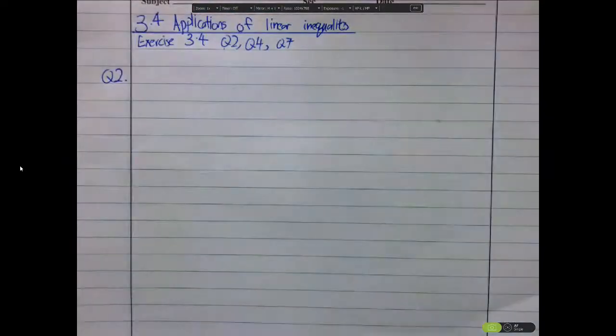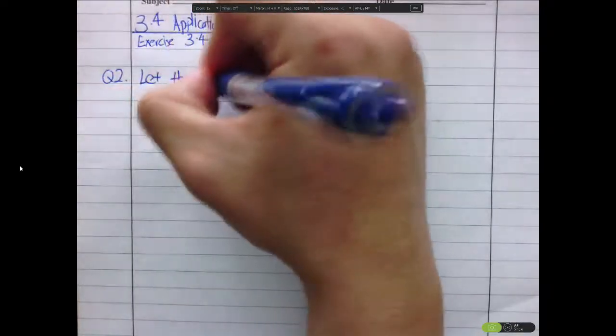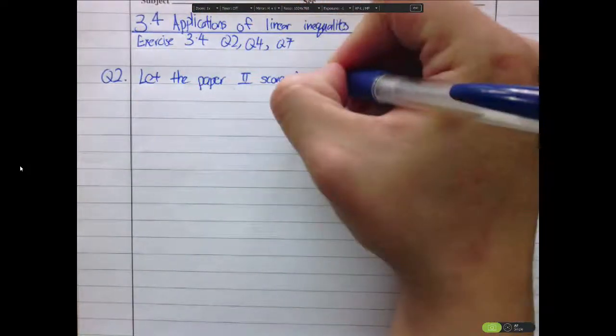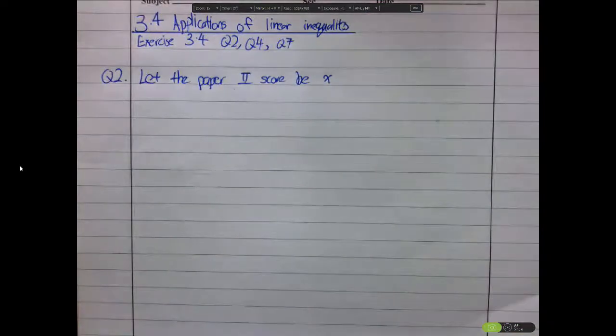Question 2 is about an examination, where there are 2 papers, and Ali scored 57 in paper 1. The total score has to be at least 120 in order to pass the exam. What should he score in paper 2? So first I'll say that let the paper 2 score be X. So his total score will be the score of paper 1 plus paper 2.